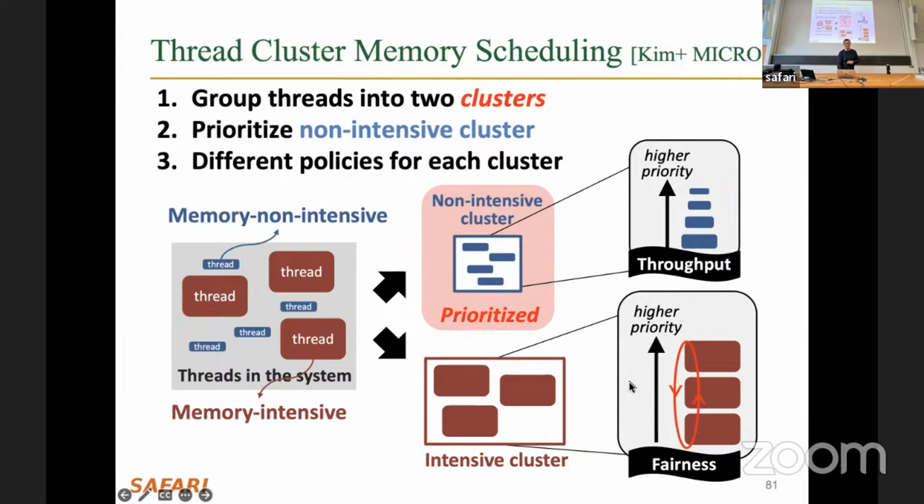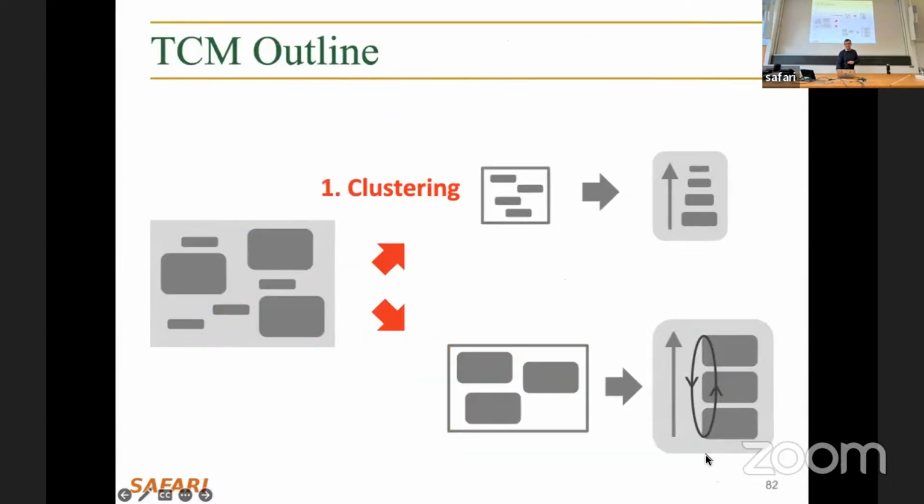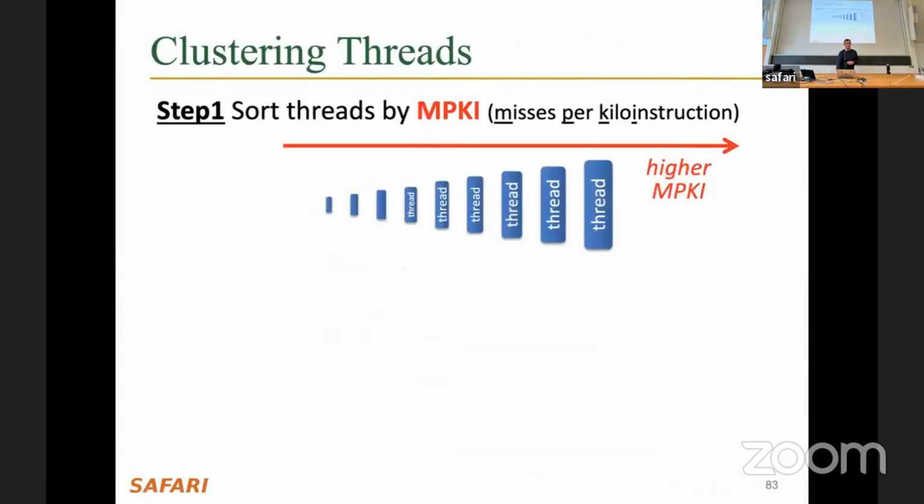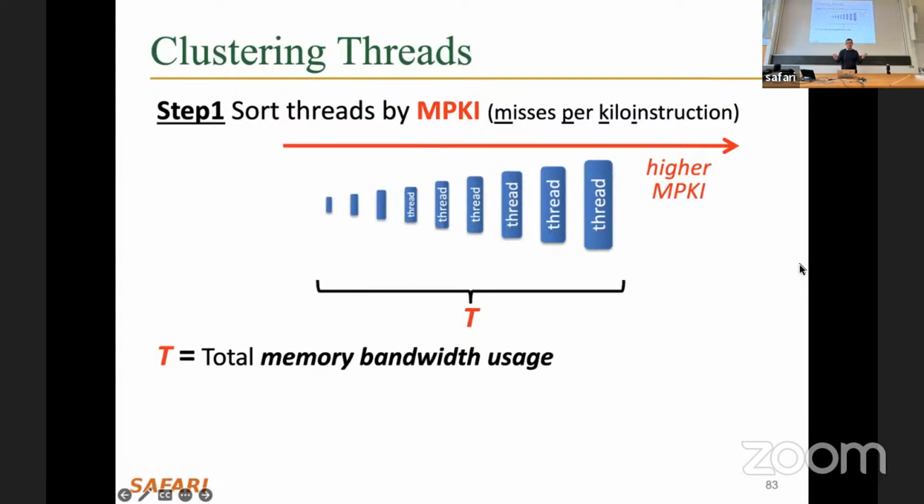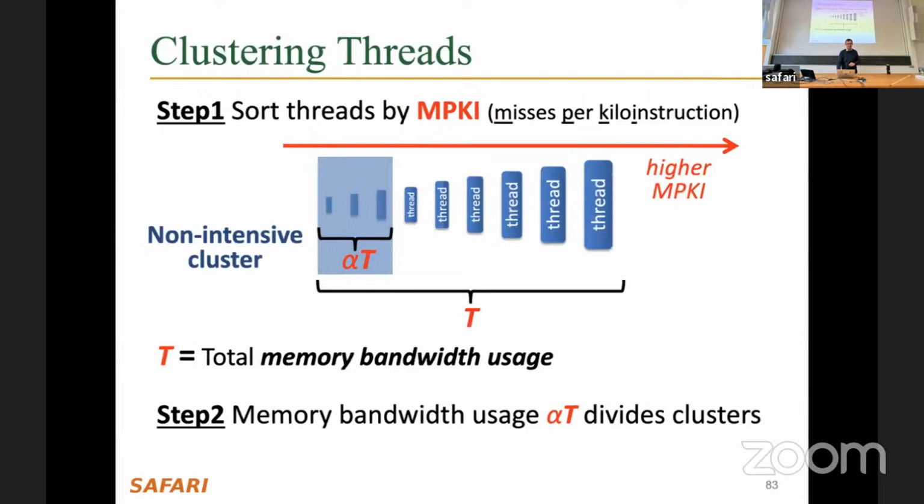Inside the intensive cluster, we're going to shuffle the thread ranking. So clustering, how does that happen? Basically, we're going to sort threads based on how much bandwidth they need from memory. One way of measuring that is memory misses per kilo instruction in the last level cache. We're going to sort them from lower to higher MPKI. That will give us a total memory bandwidth usage. You can sum up the MPKIs, for example.